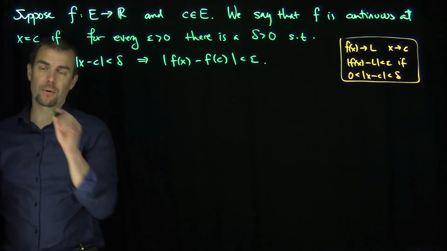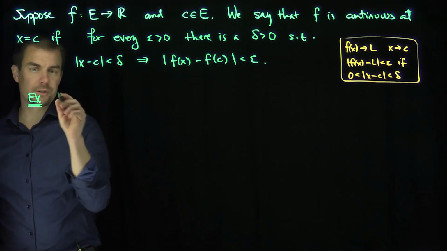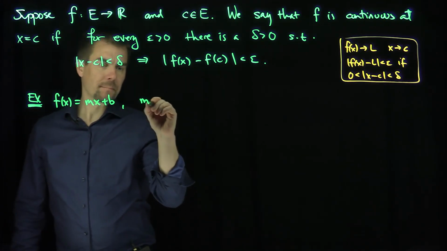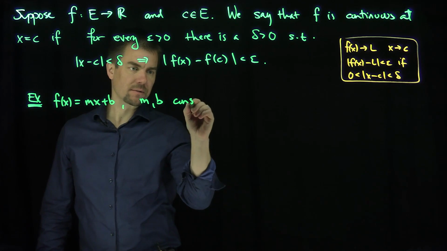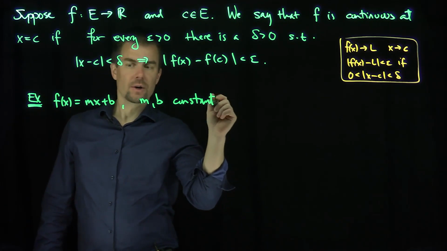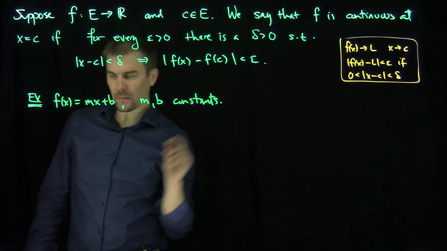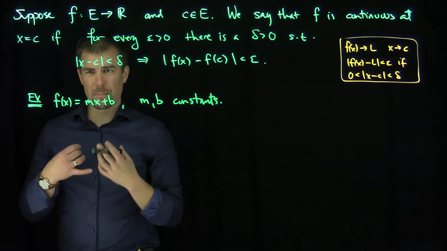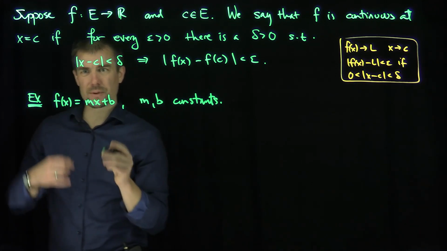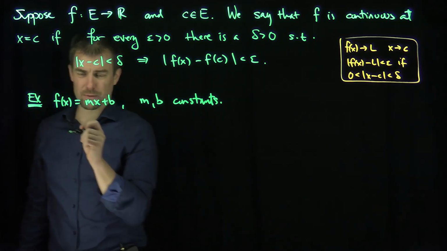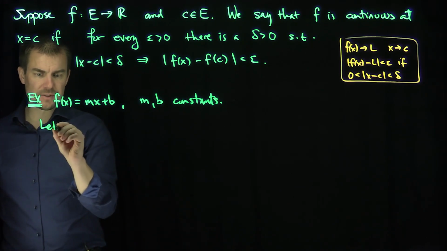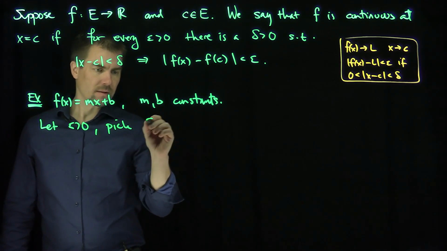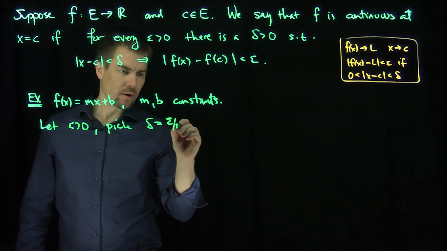Let's start with a prototypical example: the class of linear functions. If I look at f(x) = mx + b, where m and b are just constants, linear functions should be continuous. I'll skip the scrap work because we have a good sense that m represents the rate of growth of f(x) relative to x. So we let epsilon be greater than 0 and pick delta to be epsilon over |m|.